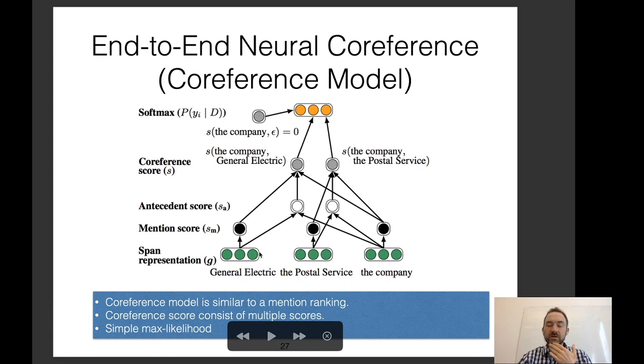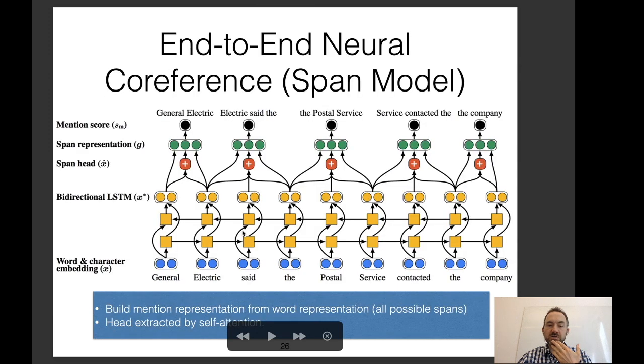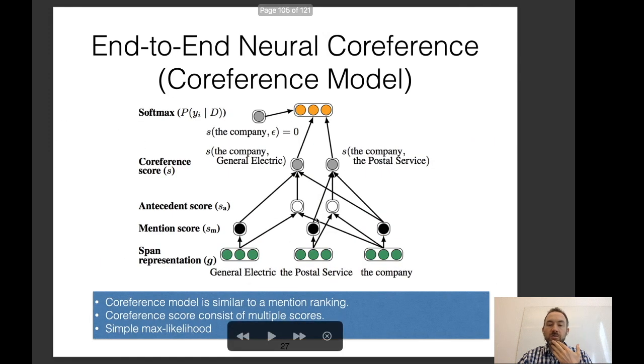antecedent being selected. So one very important thing about this model is that it is now an end-to-end model, because the mention scores, which also have to do with mention detection, also get fed into this coreference score. So they also allow error to backprop into the mention detection score as well.